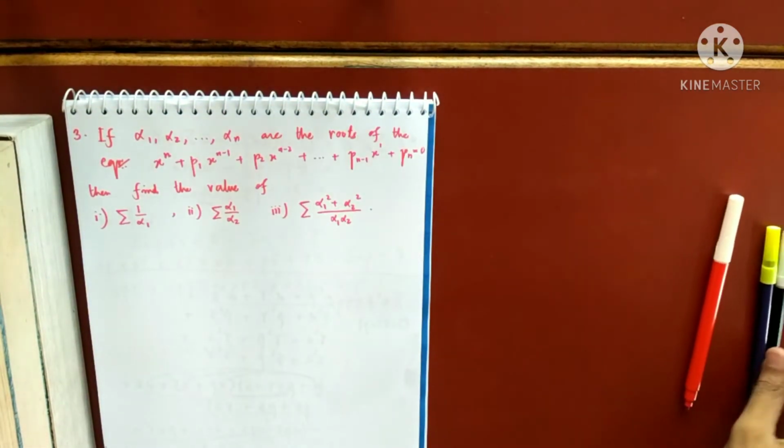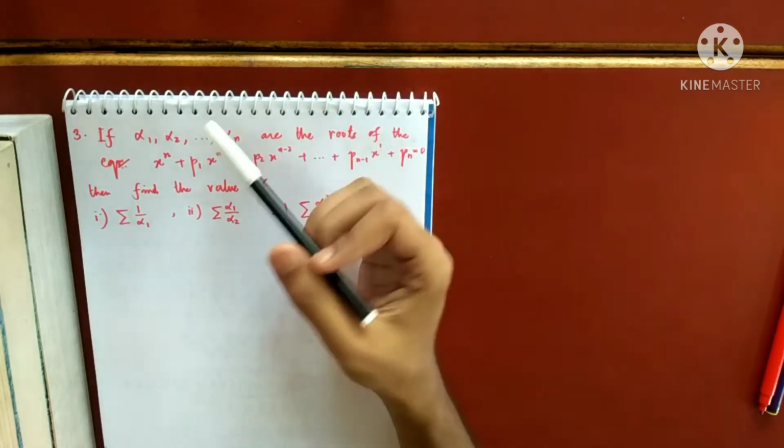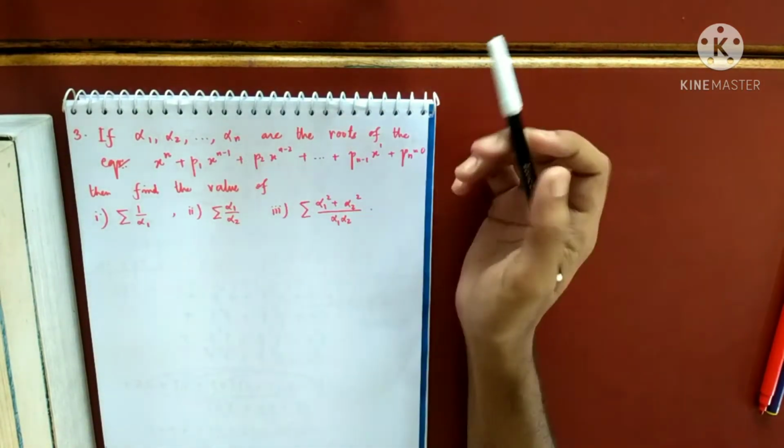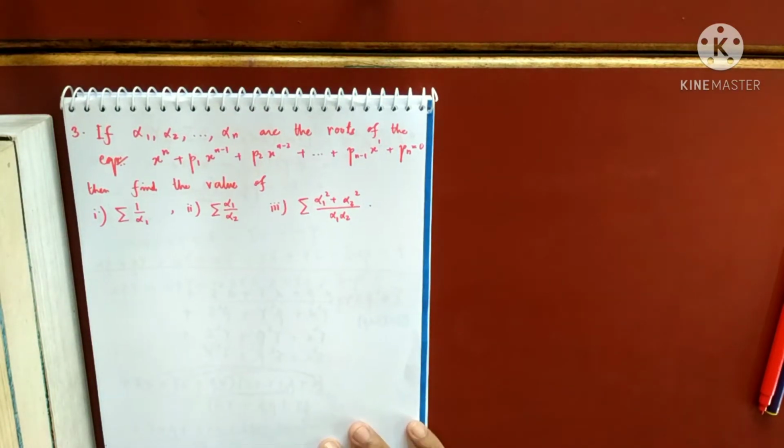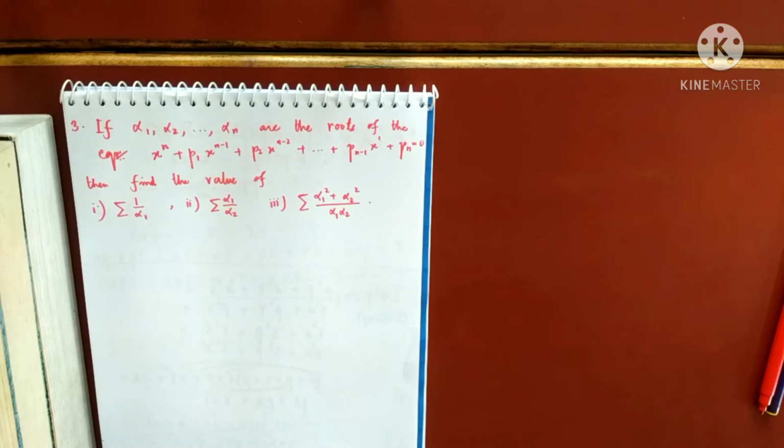So here is the question: if alpha 1, alpha 2, ..., alpha n are the roots of this equation, then find the values of summation 1 by alpha 1. What is the meaning of summation 1 by alpha 1? It means 1 by alpha 1 plus 1 by alpha 2 plus ... 1 by alpha n, and similarly these two are defined. Now, how to start?